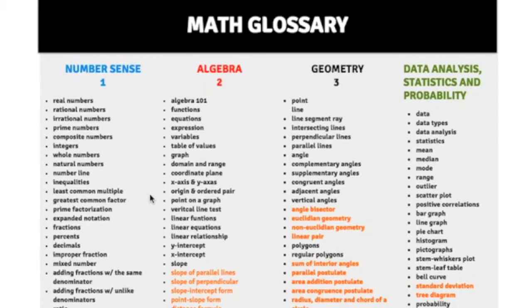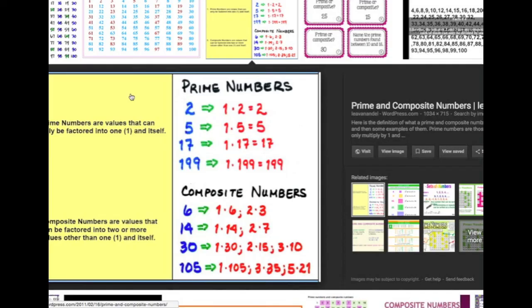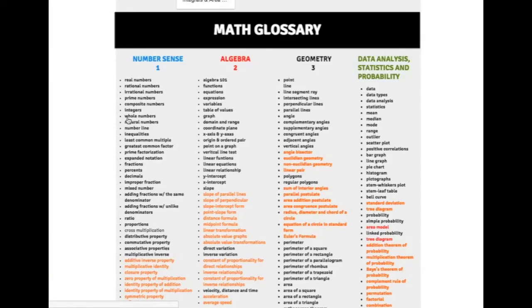The Math Glossary is just a vocabulary sheet. If you didn't know what an integer is, or whole number, or a prime number, you'd press on this link. Up would come a slide or video or web page, and it would walk you through the gist of what prime numbers are or what composite numbers are. In addition to the videos, this is another way of reviewing some of that basic math.